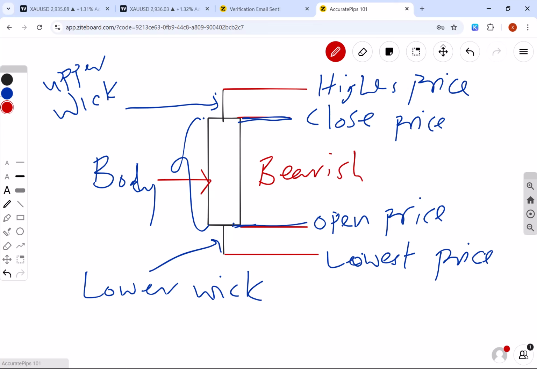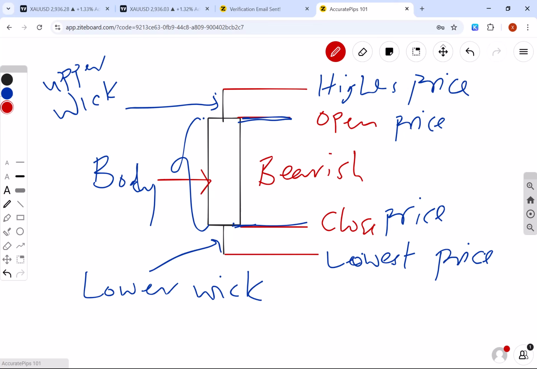Now, the only difference between a bullish candle and a bearish candle is the opening and the closing price. So the color of the candle can be the same, but the open and the closing price of the candle is what determines whether it is bullish or bearish, right? So in terms of bearish candles, the opening price is above. So this is the open price, and the closing price is below. So this is the close price.